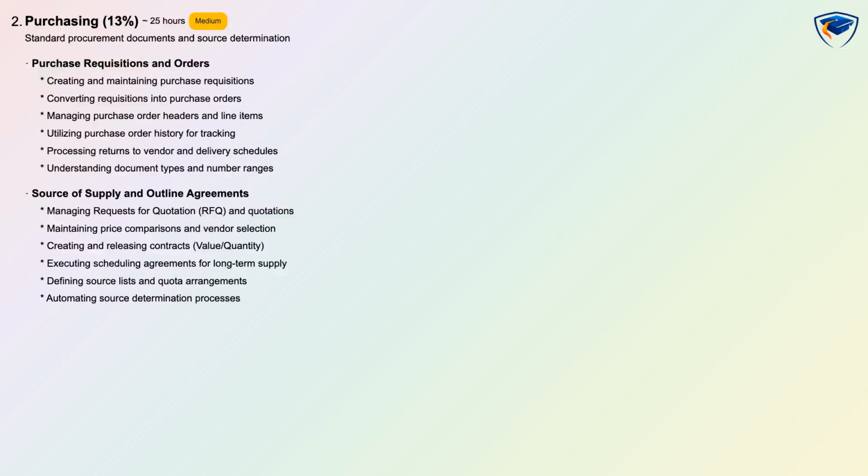Purchasing is 13% and covers standard procurement documents and source determination. The domain is medium difficulty, with about 25 hours of study and conceptual and scenario-based assessment. Candidates will learn how to create and maintain purchase requisitions and convert them to purchase orders, manage headers and line items, track purchase order history and returns, and handle RFQs, quotations, contracts, scheduling agreements, source lists, and automated source determination.